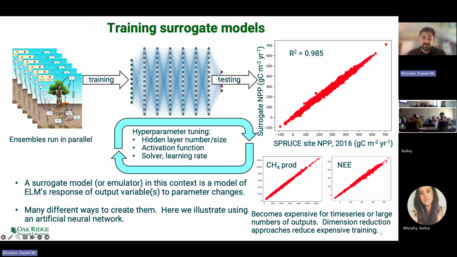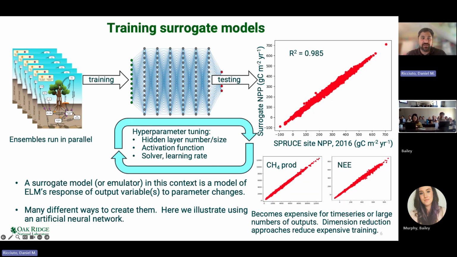So, for example, here is annual NPP at one site as a function of those same parameters, but it allows you to predict what that NPP would be at a point in that parameter space where we didn't actually run ELM. This is a very high dimensional space given the number of parameters that we're looking at, so I think it's very valuable to have that ability to predict what the model would do at a new point. There are multiple ways to create these types of surrogate models.